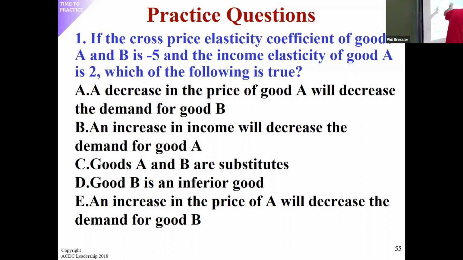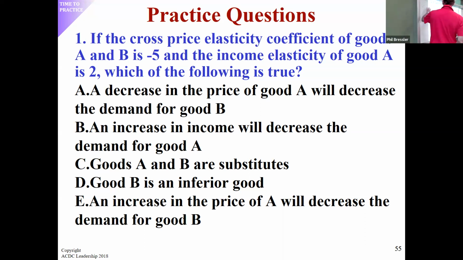All right, Nick. If the cross price coefficient of goods A and B is -5, what type of good is it? Cross price -5. So the complements. So A and B are complements, right? Does that knock any answers out? Yes. And not C out, right? Yes. And if the income elasticity of good A is 2, what type of good is good A? Normal. Okay. Is there anything about inferior goods then? Which ones? Which we got C out, right? D?